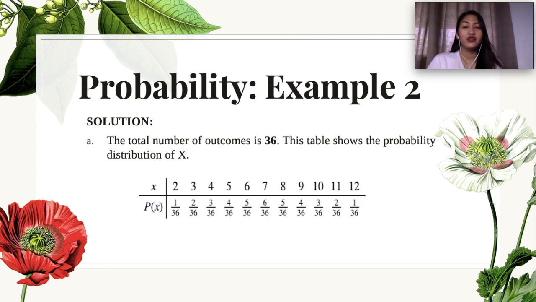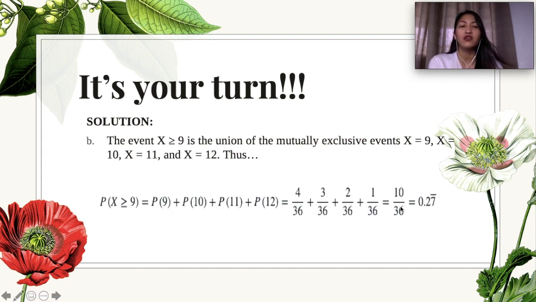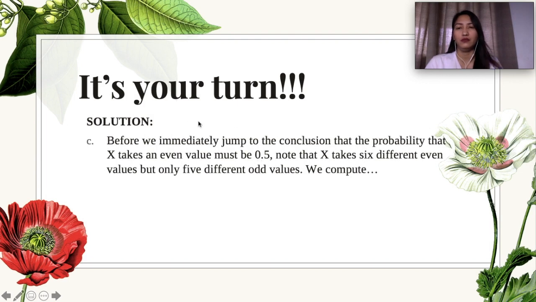Okay, so you just have to add 4 plus 3 plus 2 plus 1. So, ilan yan lahat? 1 plus 2 is 3, plus 3 is 6, plus 4 is 10. So, we have 10 over 36 or 5 over 18, right? So, ito yung ating probability. 10 over 36 or 0.27. So, that's how you get the value given na ito yung ating kinukuha.